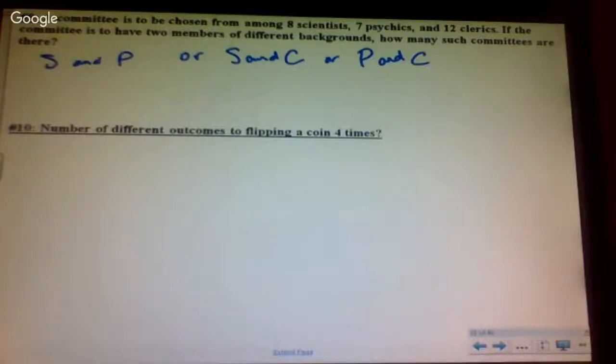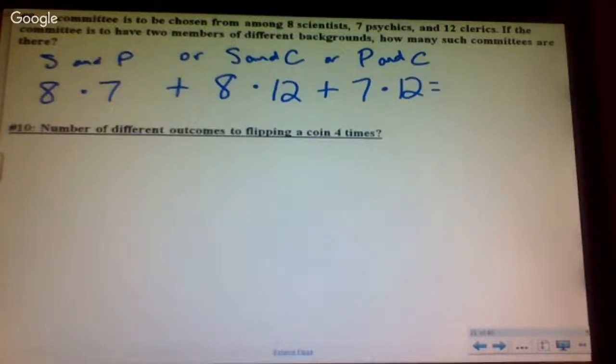Okay, so let's look at this as numbers. Scientists, 8, and means to multiply. Psychics, 7, or plus. Scientists and clerks, 12, or. Okay, 7 times. Perfect. Okay, you have to pair each one of them together. Just like we did with the quarterbacks, linebackers, and wide receivers when we did the football problem.